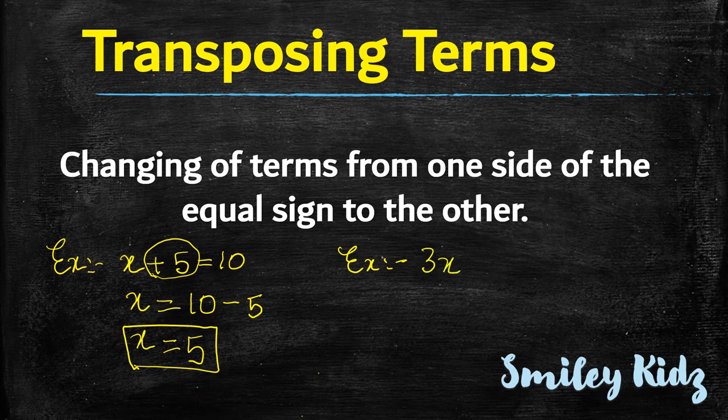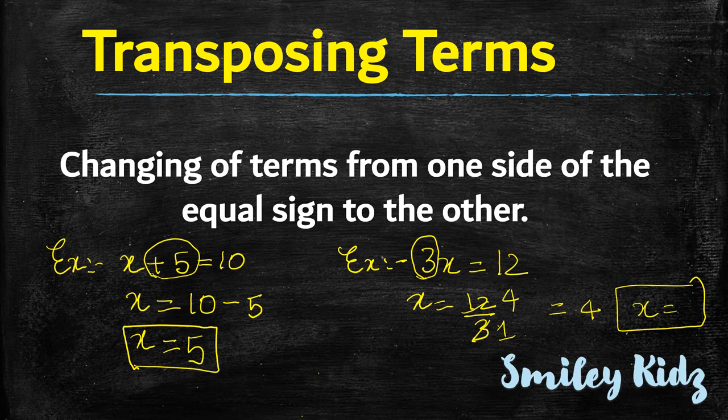3x is equal to 12. Now here we'll be transposing this 3 to the other side. Here it is in multiplication. When it goes to the other side, it becomes division. So x is equal to 12 by 3. 3 times 4, which is equal to 4. Now, what is the value of x? X is equal to 4. What is 4? 4 is the solution or root of this equation.